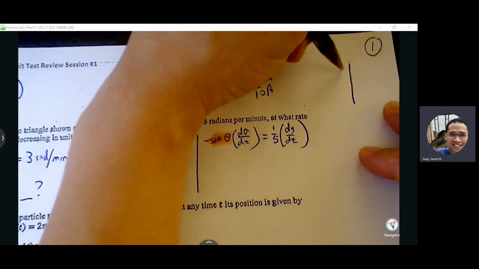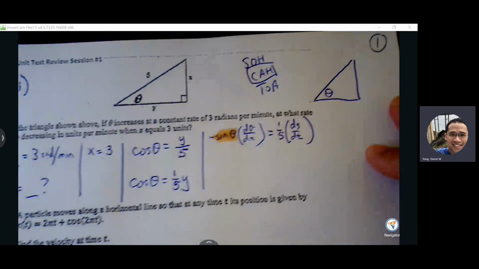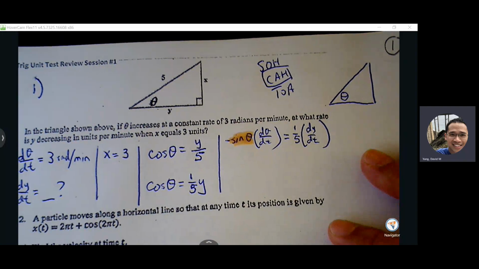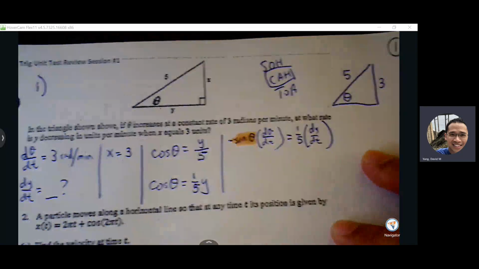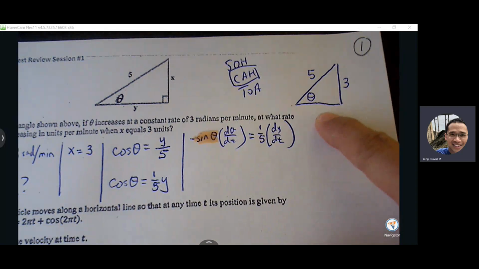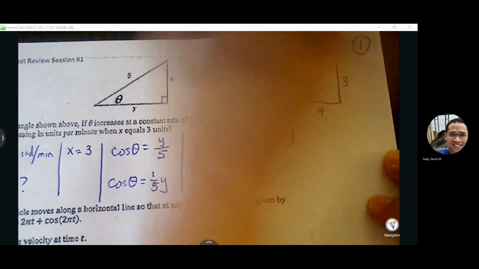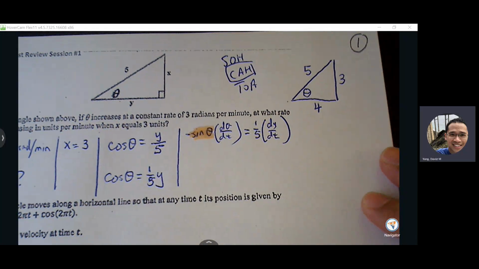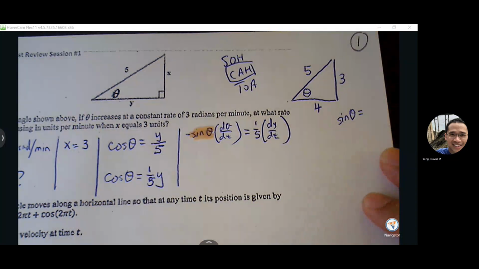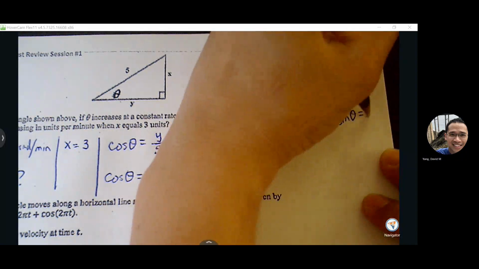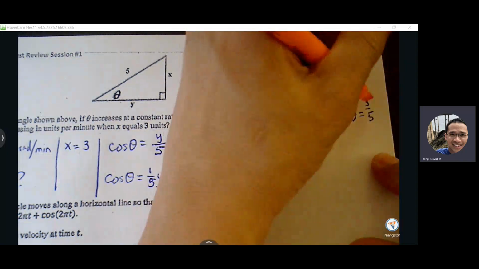So let's fill in this triangle with some numeric details along the side lengths. We know x is 3. We know the hypotenuse is 5. So we can use Pythagorean theorem and figure out that missing side. A squared plus b squared equals c squared. That missing side is going to be 4. So what's sine of theta going to be based off of this triangle? 3/5. So we have everything that we need to find dy dt.